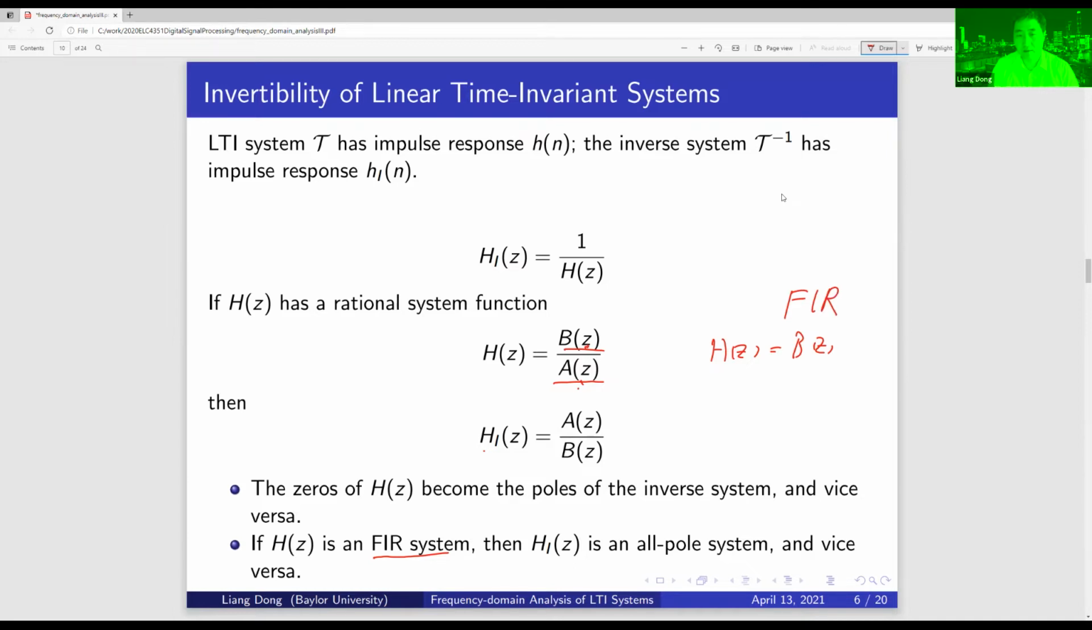That means I only have zeros, there is no pole. Then H sub I of Z is in the form like this, 1 over B of Z. Everything is on the denominator, there is no numerator term. So H sub I of Z is an all-pole system, and vice versa.